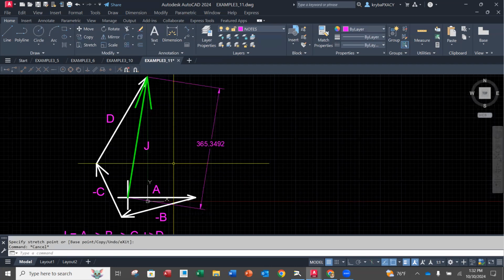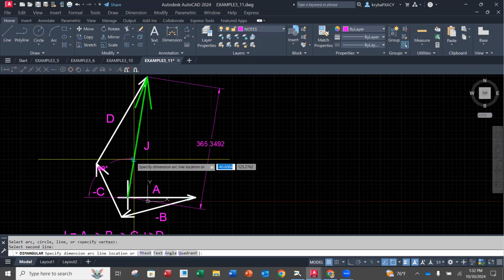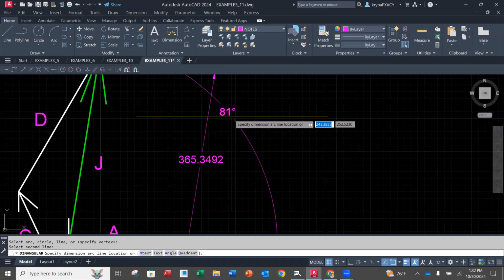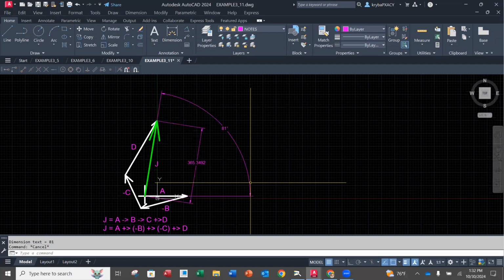And then I need to add in my angle. So I'm going to do an angular dimension from horizontal to, did I do it? No. From here to here. There we go. And this is 81 degrees.